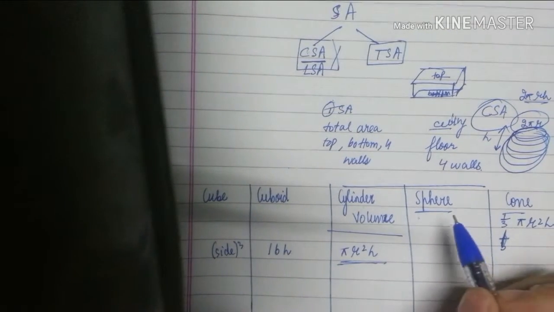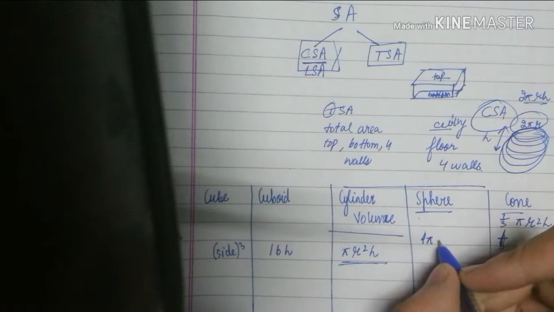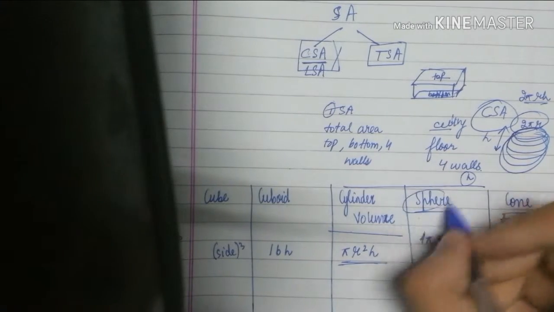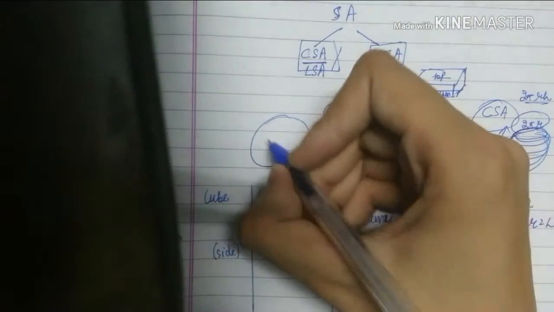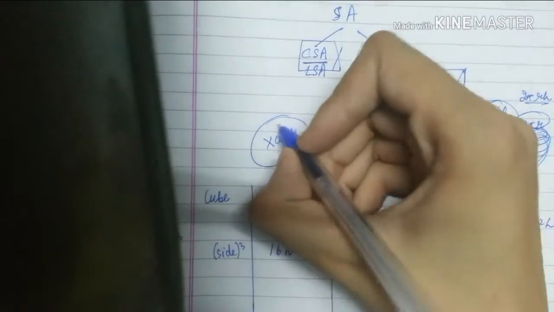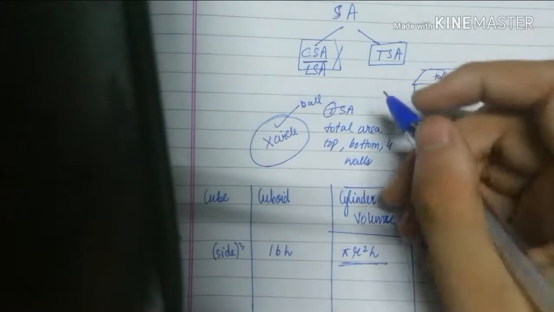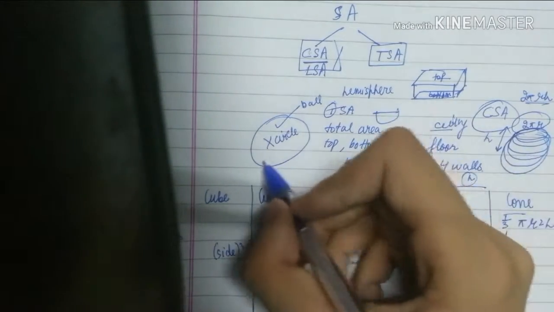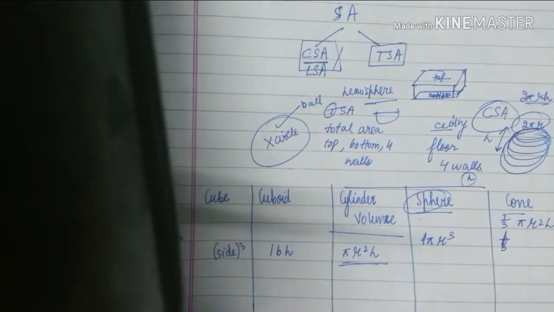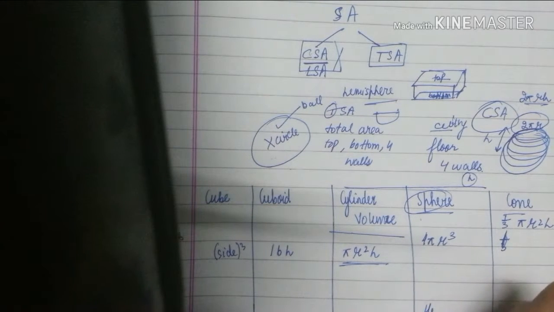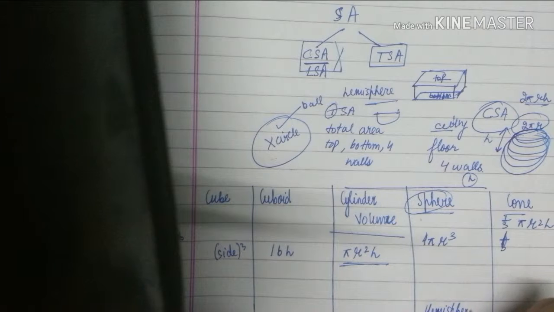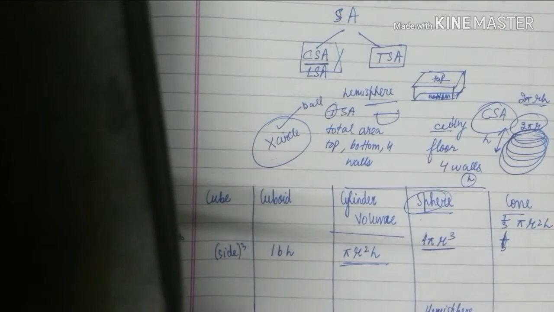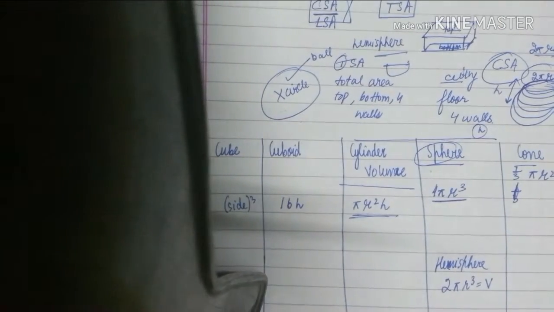Now coming towards sphere, the sphere's volume is 4 by 3 pi r cube. The sphere doesn't have any height. So you might wonder, what is a sphere? Sphere is just like a ball but not a circle. And as I mentioned earlier, we would also study about hemisphere. Hemisphere is the half of the sphere, and hence the volume of hemisphere would be half the volume of sphere. That is, it would be 2 by 3 pi r cube.